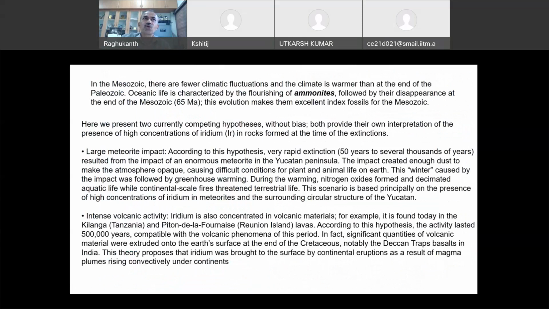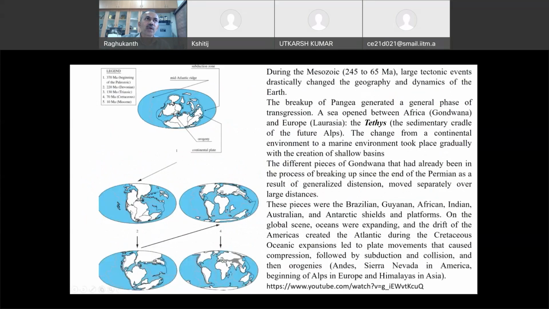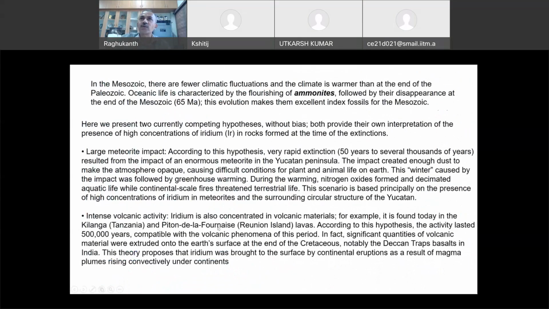So now in our Mesozoic era, that is Mesozoic, 65 million years ago. In this era, climatic fluctuations happened. Climate changed, and then we started oceanic life also. Ammonites were formed basically in the Mesozoic era itself. I will just show you one ammonite.